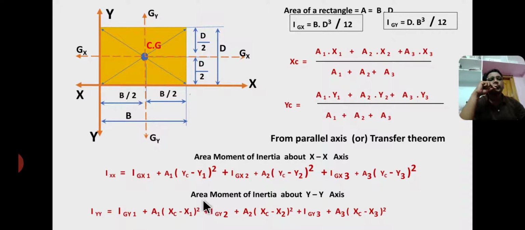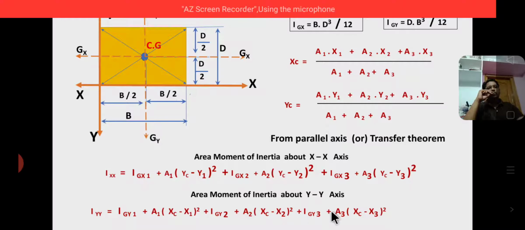Similarly, the area moment of inertia about the y-axis, that is Iyy, equals Igy1 plus area 1 into xc minus x1 whole square for section 1, and Igy2 plus area 2 into xc minus x2 whole square for section 2, and Igy3 plus area 3 into xc minus x3 whole square for section 3.